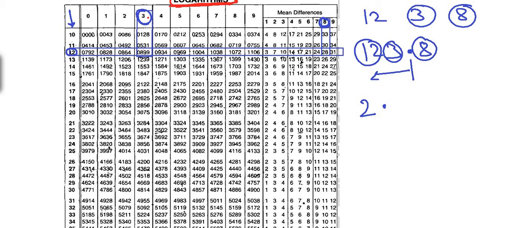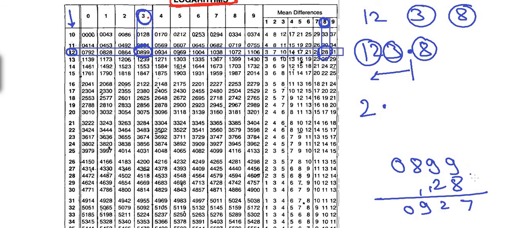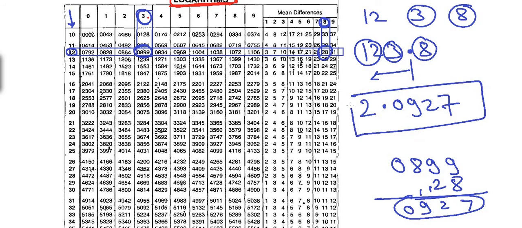So the intersection of 12 and 3 is at 0899, and the mean difference is 28. So let us add this. That is equal to 0927. So this is the mantissa, 0927. So we got the log of 123.8. So the log of 123.8 is equal to 2.0927.